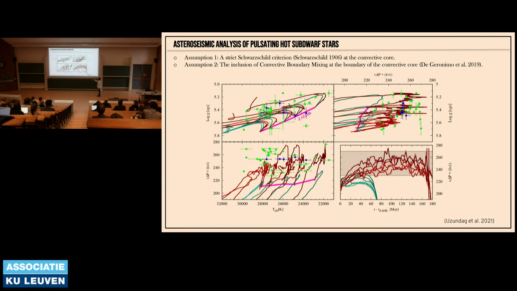So we proved the assumption 2, which is extremely important because this is the period spacing that we get between 280 and 230. And if you assume just a strict Schwarzschild criterion, all the models fail, as you can see here. But if you include some mixing, that's representative of what we observed, which is really nice. And this was one of the seismic conclusions for these stars.